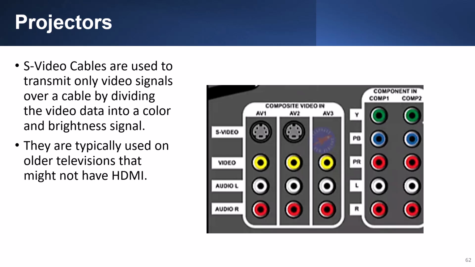Older projectors may have an S-video cable, which is used to transmit only video signals over a cable by dividing the video data into a color and brightness signal. They're typically used with older televisions that may not have HDMI. I doubt you'll see any questions about composite and S-video on the exams, but at least you have been exposed to them.